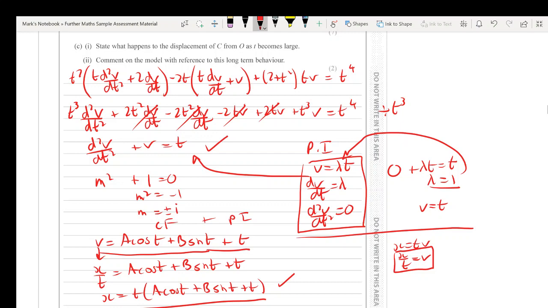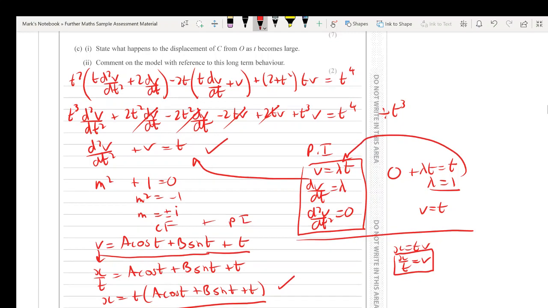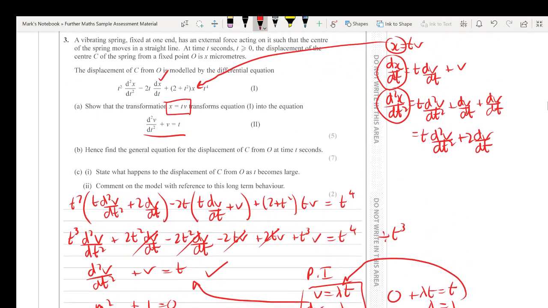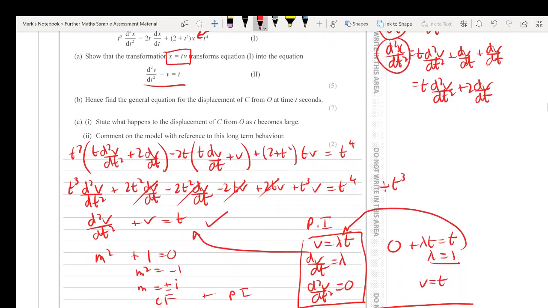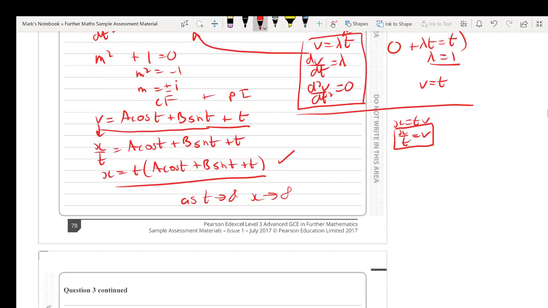And then comment on the model with reference to its long-term behaviour. Well, it's talking about a spring, and the spring can't keep getting longer. It would snap eventually. So I would say the spring can't keep getting longer, it would snap. Okay, that's question 3.